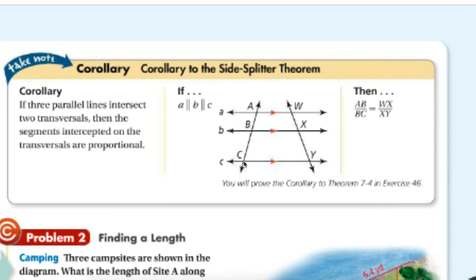So we can say that AB should be over BC, and that's proportionate to WX over XY. Pretty simple for that. We'll try this one out.